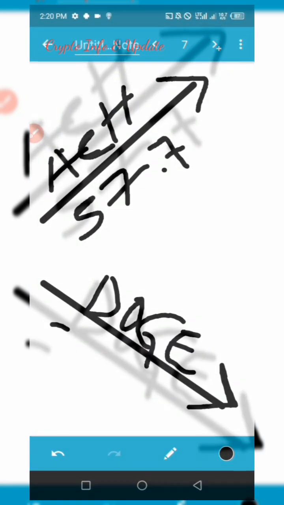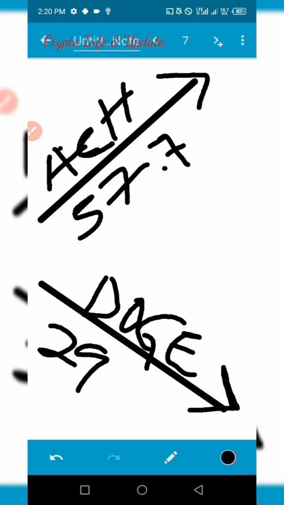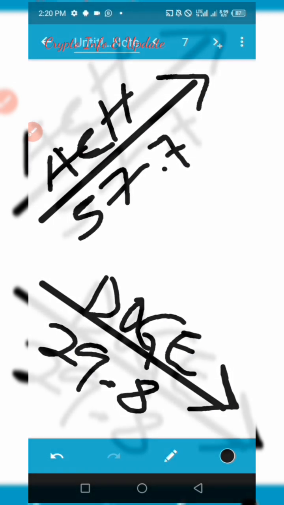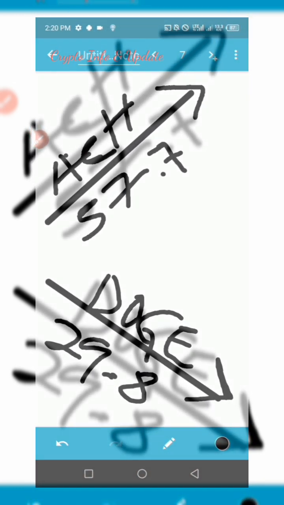And Dodge, the RSI value of Dodge as at that point when we checked was 29.8. Okay, 29.8. So first of all, there's a divergence. Okay, there's a divergence. What do I mean by that?